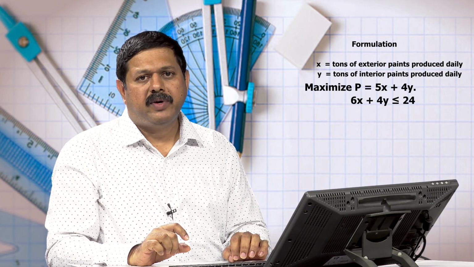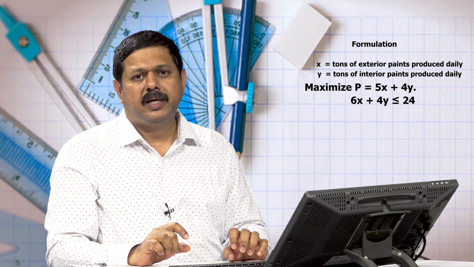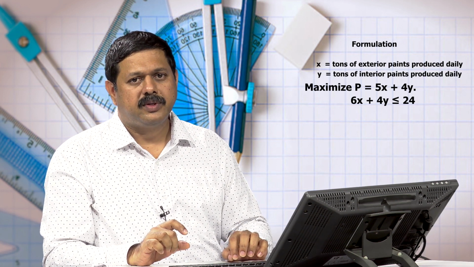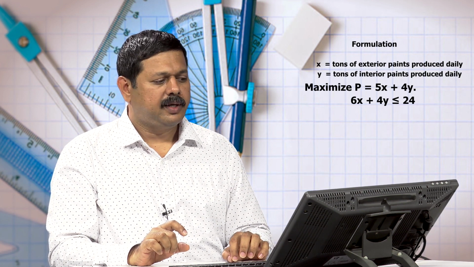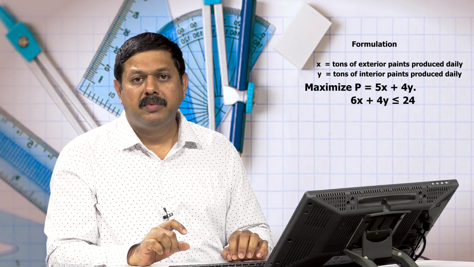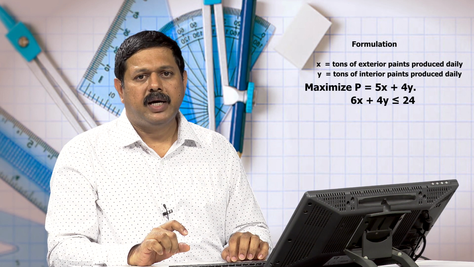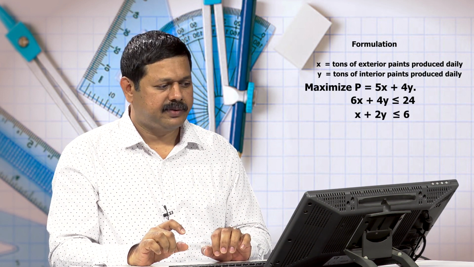But the maximum availability of the raw material M1 is 24 tons. Hence, the raw material M1 used for producing the paints cannot exceed 24 tons. So, therefore, we have the constraint 6x plus 4y less than or equal to 24. By means of a similar argument for the data provided on the raw material M2, we have the constraint x plus 2y less than or equal to 6.